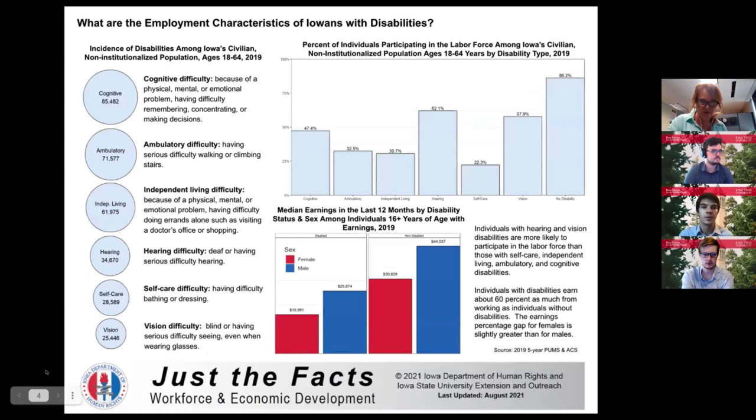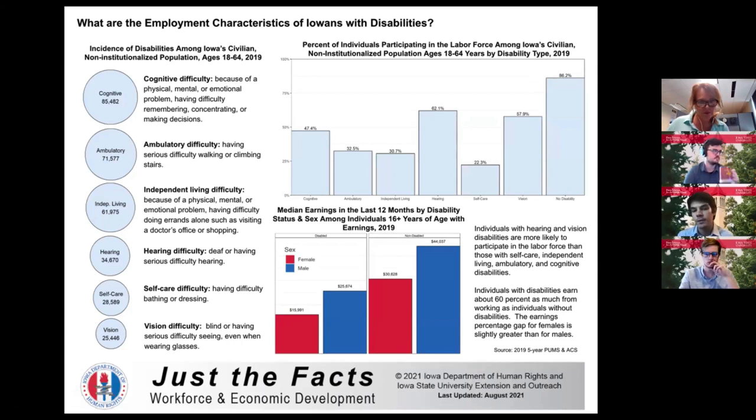So this is the first poster. This is about employment characteristics of Iowans with disabilities. There's a lot of information, as you can see on this poster. On the left, these are the definitions from the census. We used what's called ACS data, and they have very particular ways of defining and categorizing different kinds of disabilities. So you can see what those definitions are and how many Iowans fall into those categories.